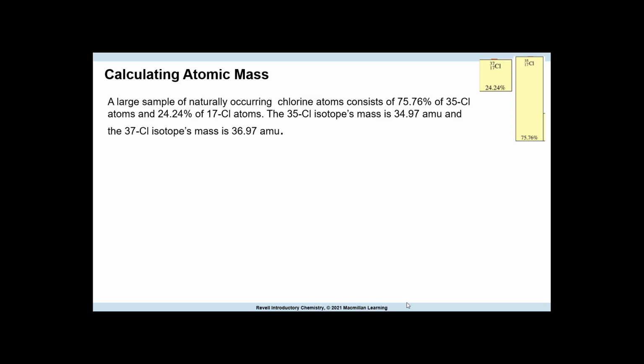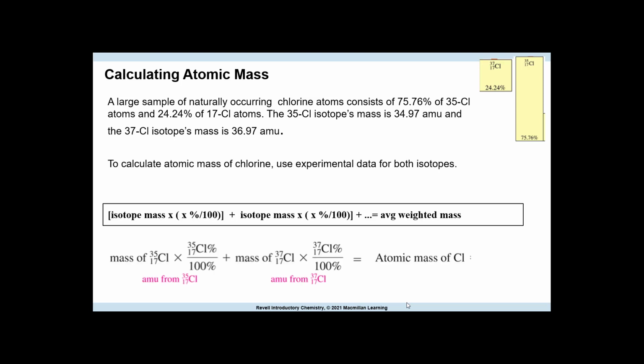A large sample of naturally occurring chlorine atoms consists of 75.76% of chlorine-35 and 24.24% of chlorine-37. The chlorine-35 isotope's mass is 34.97 AMU, and the chlorine-37 isotope's mass is 36.97. So we have enough now to figure out what the average weighted mass of the total of the isotopes is. So I'm going to cheat and just show you how to do this.